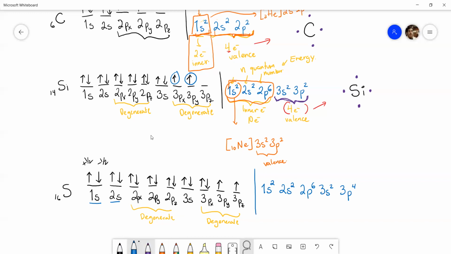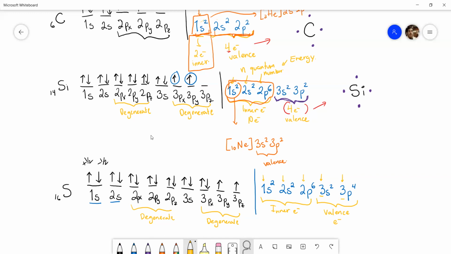So now we identify the highest energy level. As you can see, this big number here represents the energy level. So the highest number is number 3. So these 2 sets of orbitals are the valence electrons or the external electrons, okay? And the rest of the orbitals, which are not the highest number, are the inner electrons, okay?